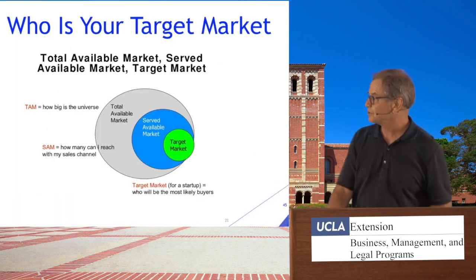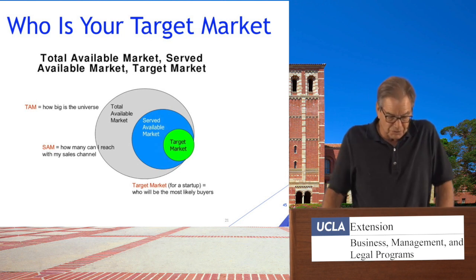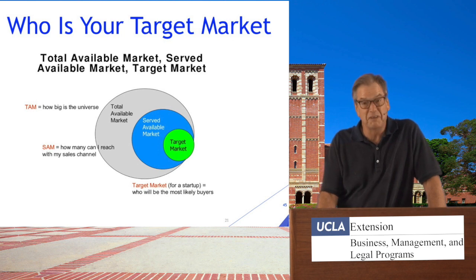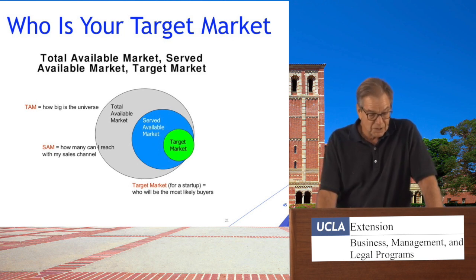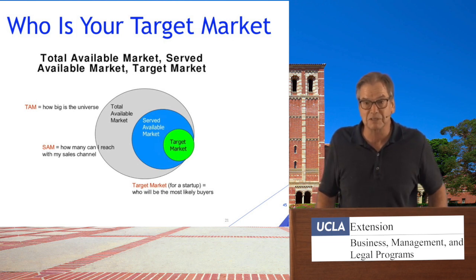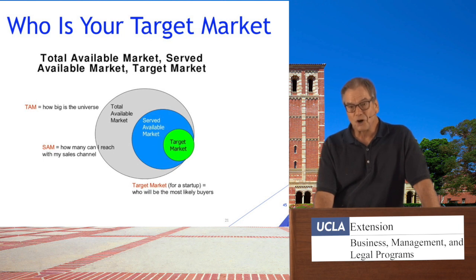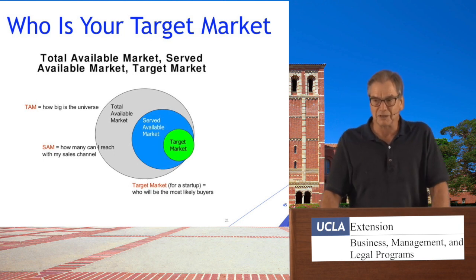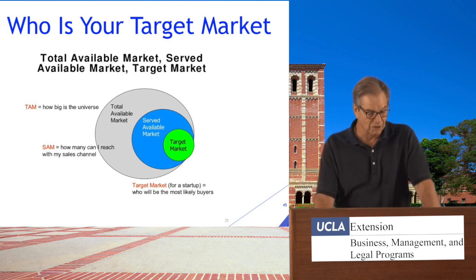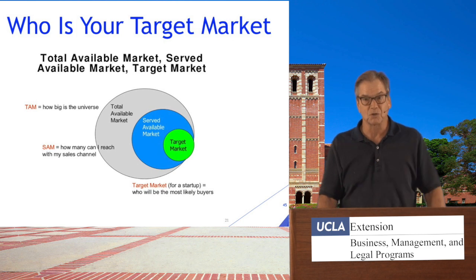The next slide just graphically shows the total market. In this case, it's called the total available market. That might be the population in the greater Los Angeles area, say 17.8 million people. Chances are not all of them will be interested in whatever you're selling, but a very large segment probably would be. The next is the serviced available market.